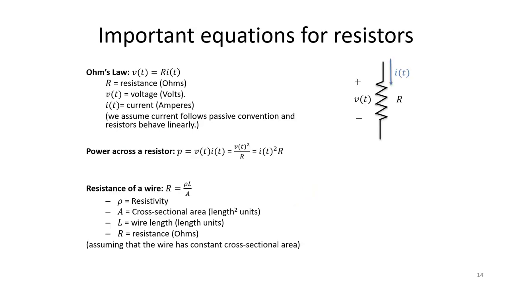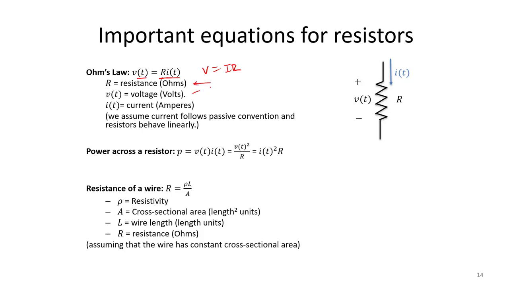So there's a few important equations for resistors that we definitely want to know. First one is Ohm's law. So you may recall the classic V equals IR. Some books like to write R as a constant and I as lowercase because current and voltage may be changing.